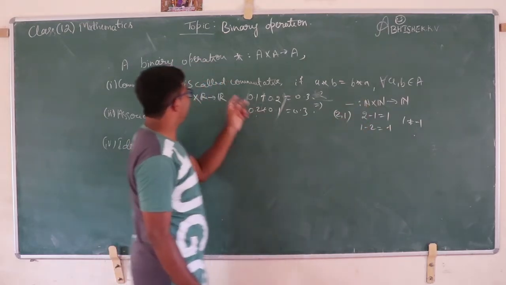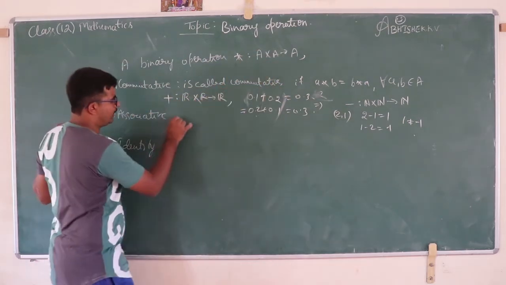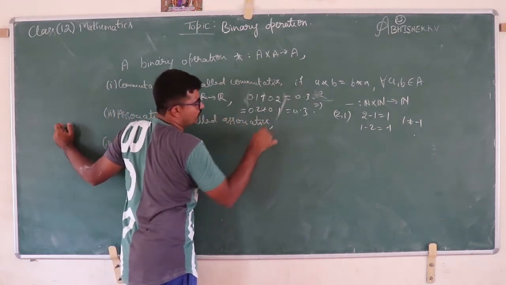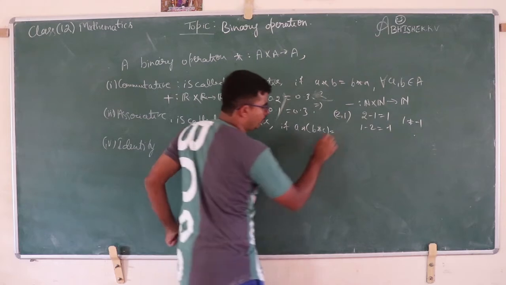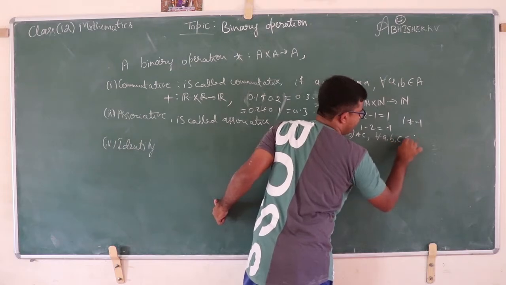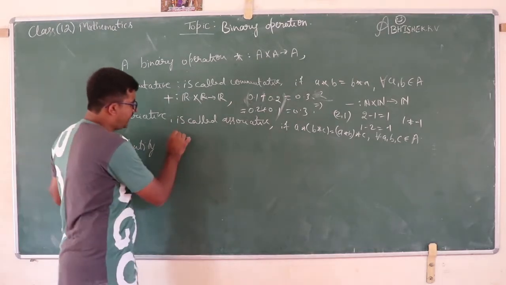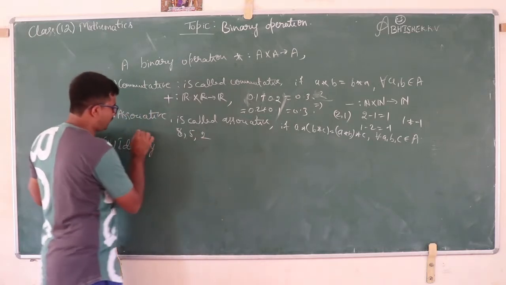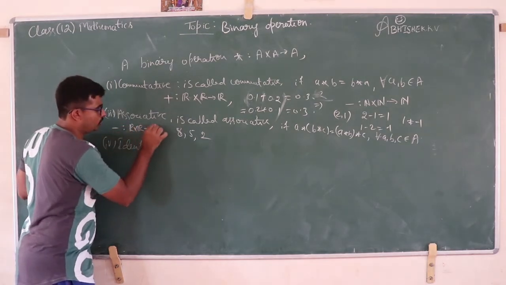Similarly, a binary operation star from A cross A to A is called associative if A star of B star C is equal to A star B of star C. Here, for all the elements A, B, C belonging to the given set A. If I consider 8, 5, 2 on the set of real numbers, here the binary operation is subtraction on the real numbers.